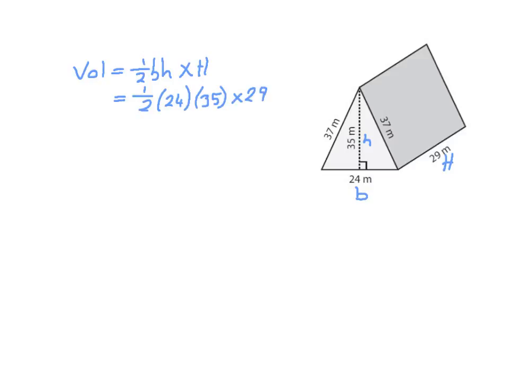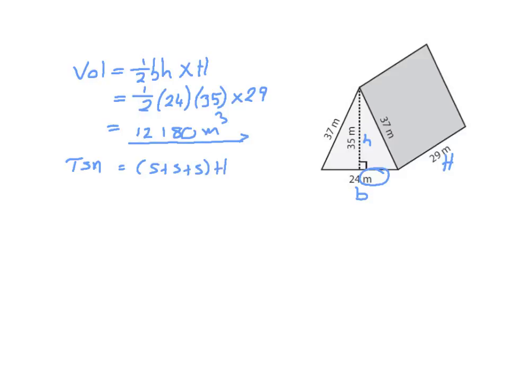Grab your calculator at this point. You work that out. You should get 12,180. Remember your units, in this case, meters cubed. For total surface area, we want to have perimeter of its base, so we're going to add up all the sides.